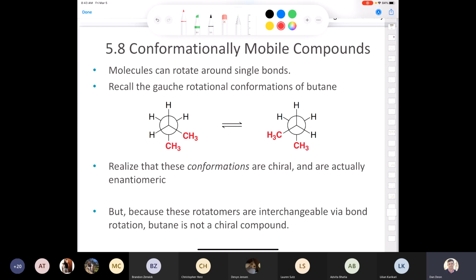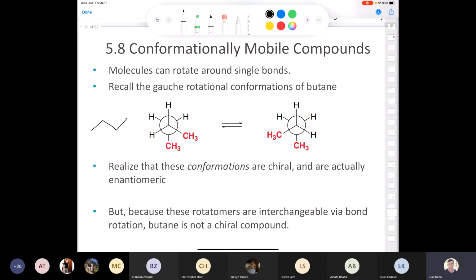My students and I got into a really long discussion about this one day about conformationally mobile compounds, and I just want to share this with you because I think you'll find it really fascinating. It goes all the way back to Newman projections and something that you probably never thought of, and believe me, I didn't think of it when I was a student. But if you think about a butane molecule, just plain old butane.